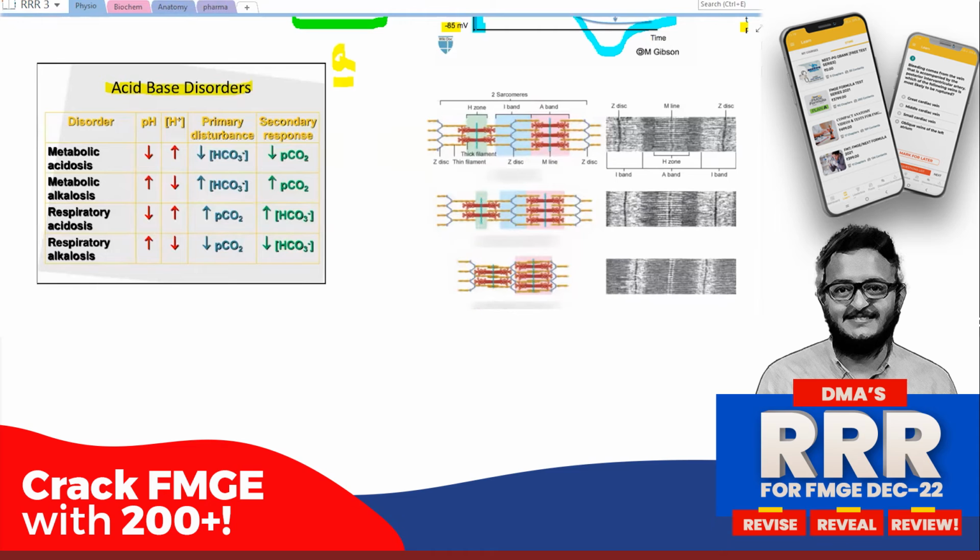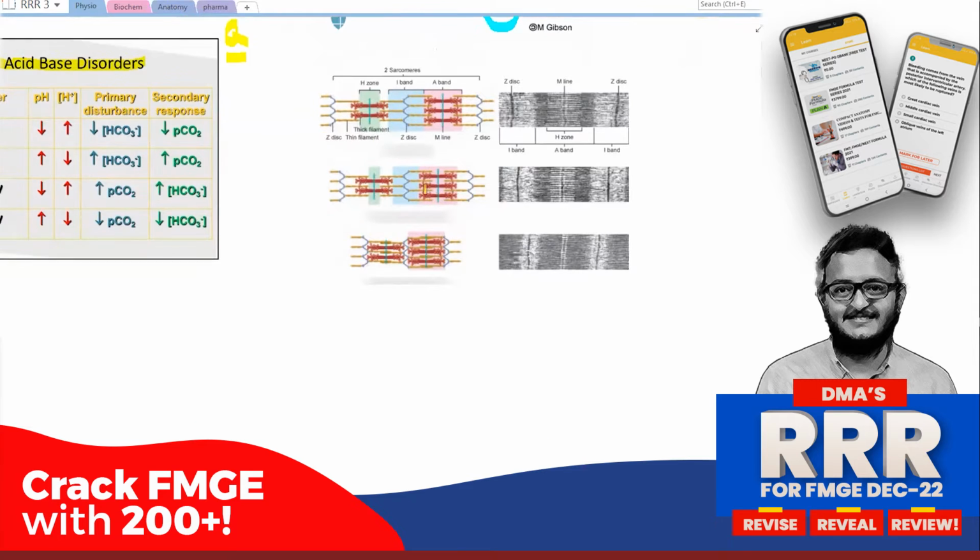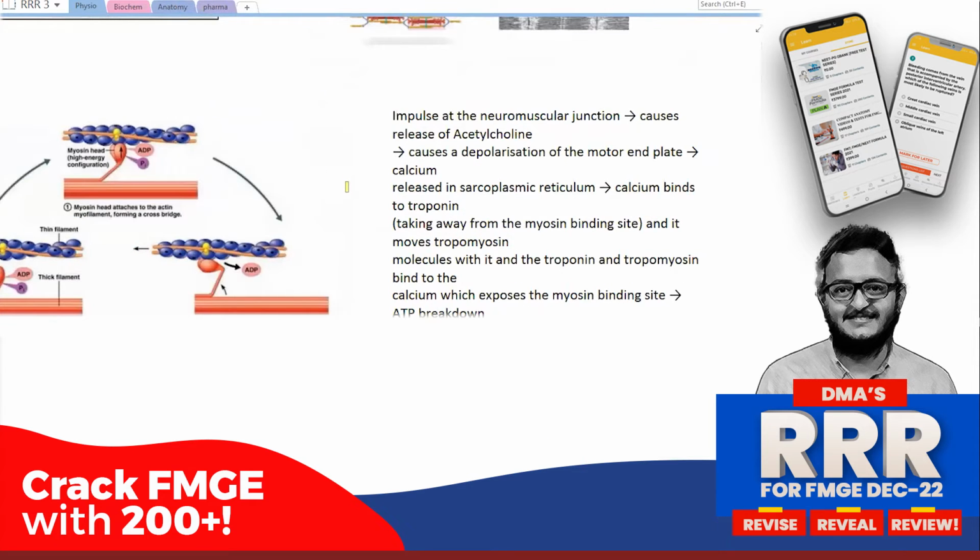Right. So then, see the muscle contraction. This chapter is also very much important. Hope you guys know which is the heavy chain and which are the light chain. You know myosin, actin. Have you heard of these terms? Yes, hopefully you have heard of this.